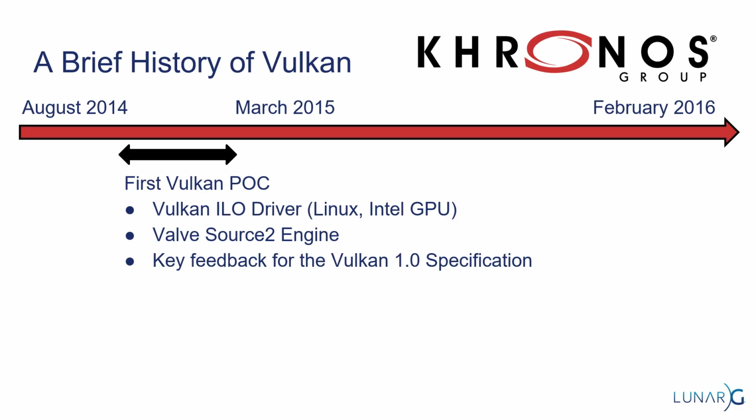After that announcement, LunarG collaborated closely with Valve. We created the first Vulkan driver on Linux against an Intel GPU. It was called the ILO driver. Valve, meanwhile, was porting their Source 2 engine to Vulkan. There was some very early validation layer work going on, and that collaboration between Valve and LunarG provided some pretty valuable feedback to the Vulkan working group on 1.0 as well.